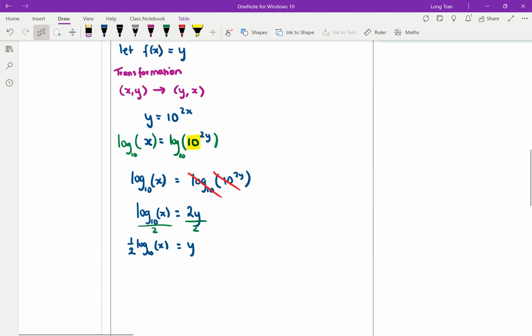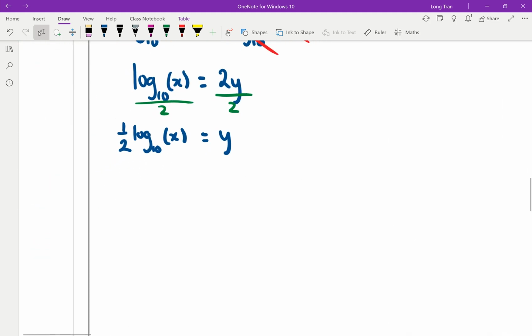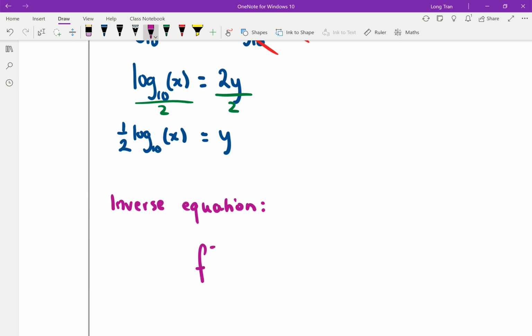To finalize your answer, don't leave it there. Because the question was in terms of f of x, we need to rewrite it. So the inverse function equation should be f inverse of x equals half log base 10 of x. Remember, we can't leave it as y because the original question was in f of x.